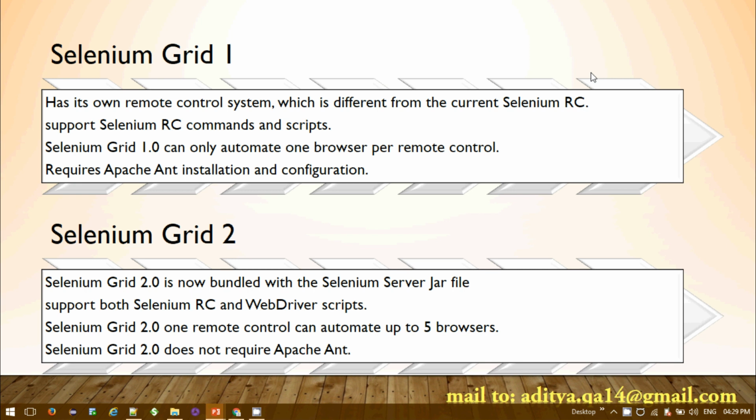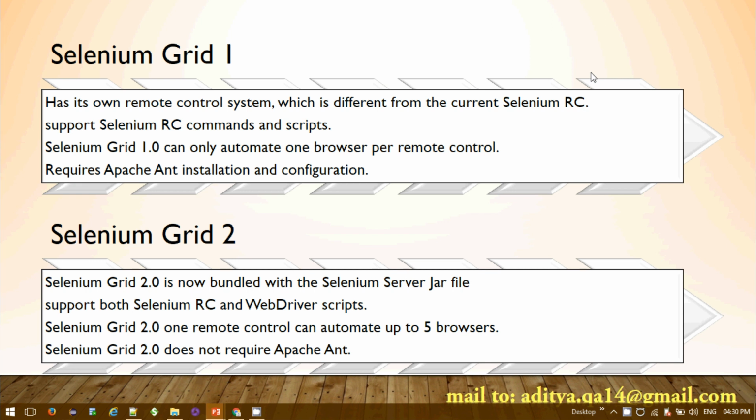The next thing is the current version of Grid available in the market. There were two versions, Selenium Grid 1 and Selenium Grid 2. There are some drawbacks in Selenium Grid 1: it has its own remote control system which is different from the current Selenium RC, and it only supports Selenium RC commands and scripts. Using Selenium Grid 1, we can only automate one browser per remote control, and it requires Apache installation and configuration.